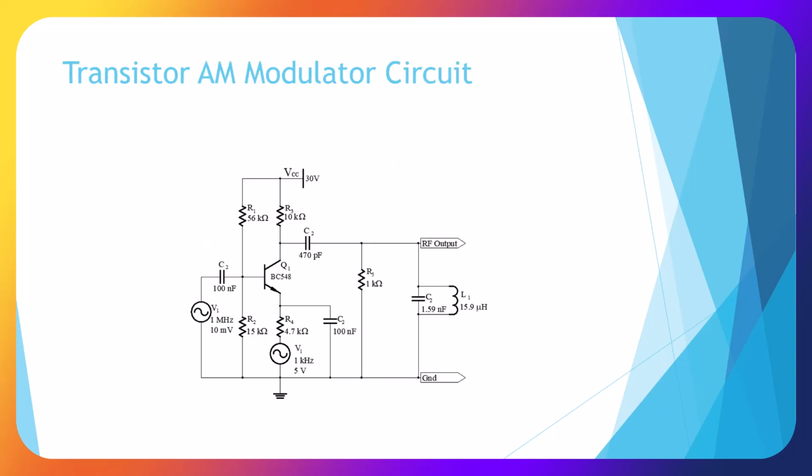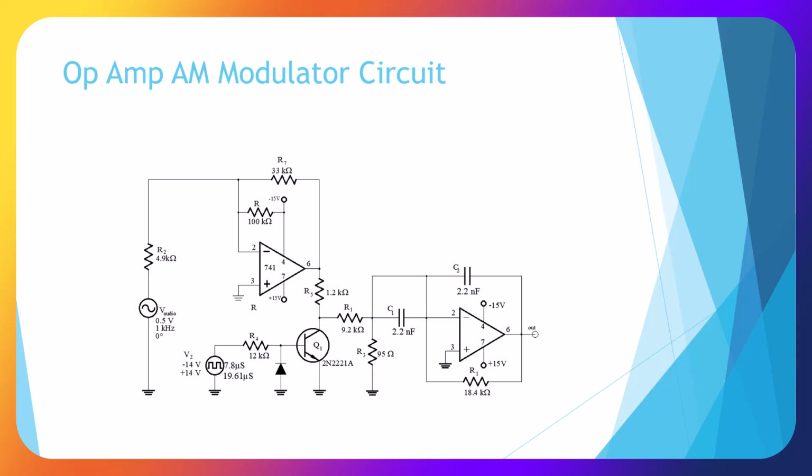Here's a transistor AM modulator circuit, which we're going to build in the lab, where we have our input frequency, our modulating frequency, and our output through an output filter. Here's an op-amp AM modulator circuit, which we're also going to build in the lab. It shows an op-amp with our audio signal, a transistor with a pulse signal, and an output amplifier filter.